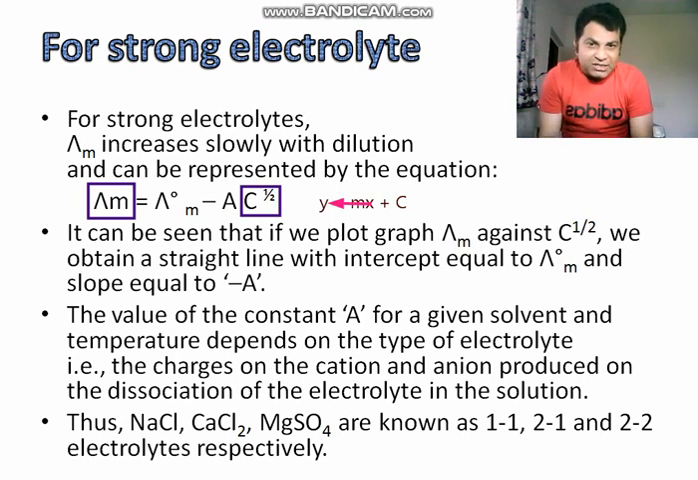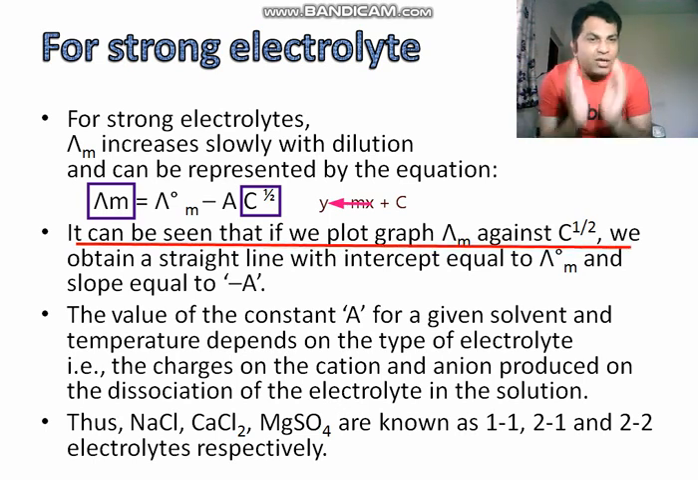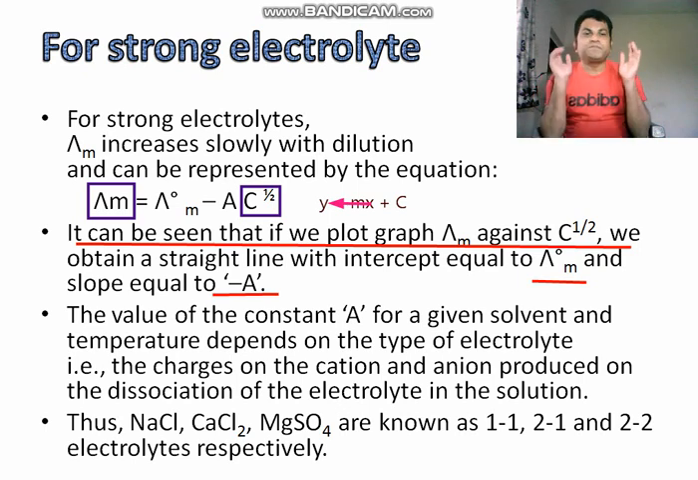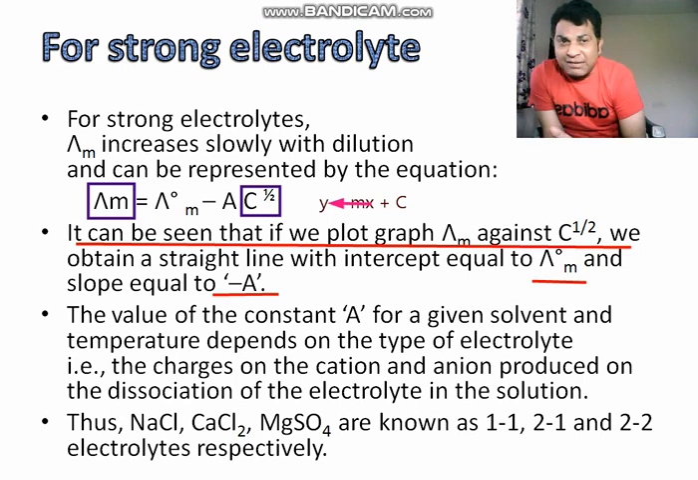So see, that's why it is written that it can be seen that if we plot a graph of lambda m against c raised to 1 by 2, we obtain a straight line with intercept equal to lambda degree m. The constant c is called the intercept, so c here was lambda degree m, I have shown you. Okay, and the slope, that is m is called the slope, that was minus a. Okay, so here we have lambda degree m and minus a. So the constant a can be determined by the slope, and by the y intercept we can determine the lambda degree m.